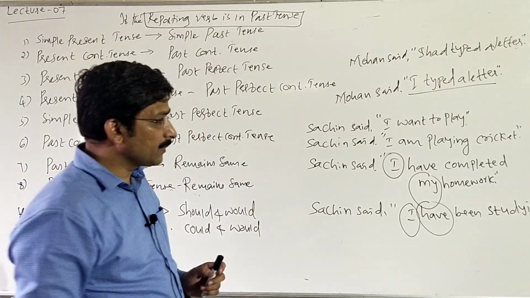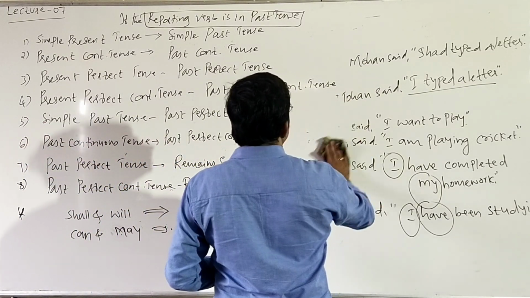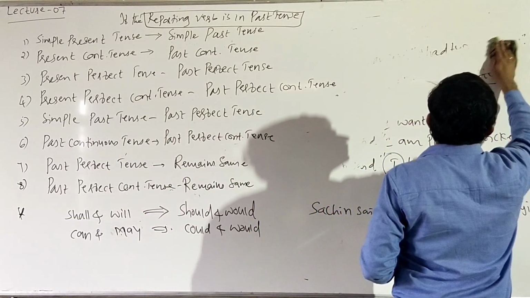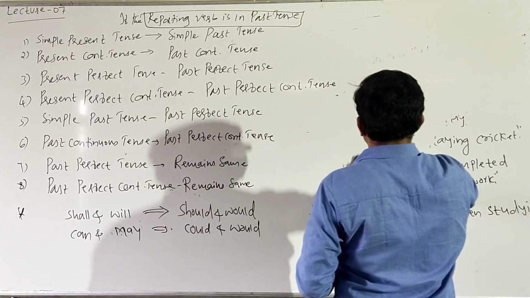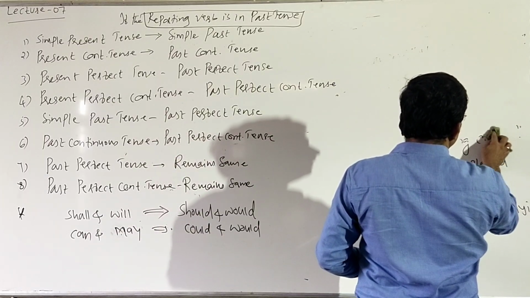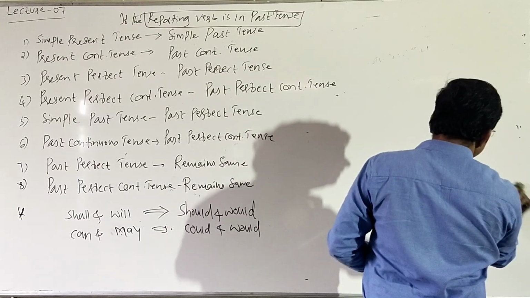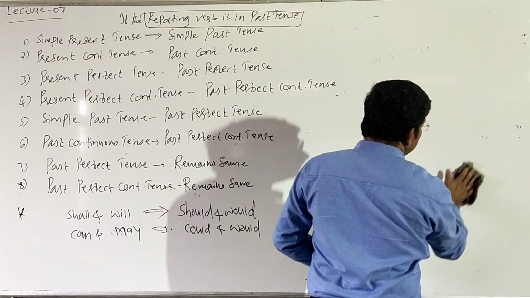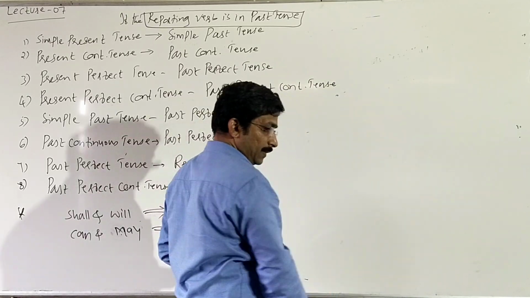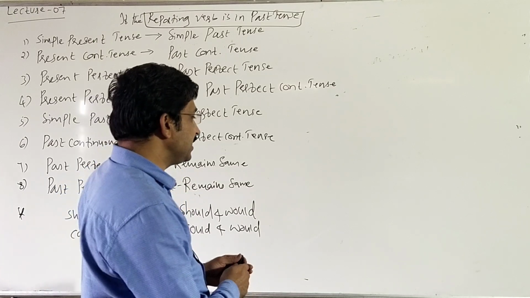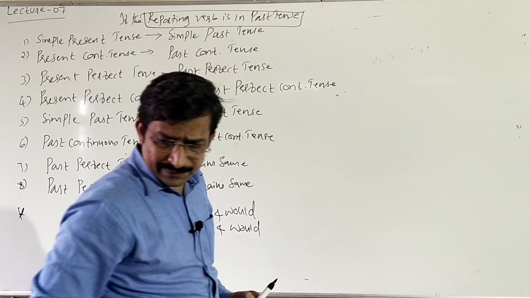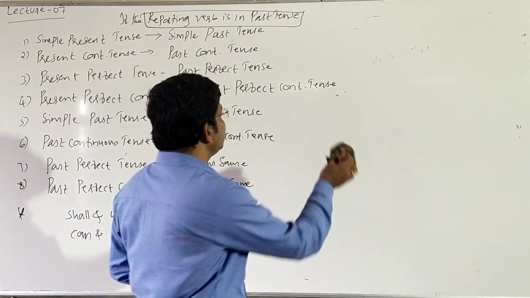Now, this rule is that if the reporting verb is in past tense, we have to change the reported verb. This is the rule, of course. But there is one limitation. What is that limitation? See here. A few examples I'll write.